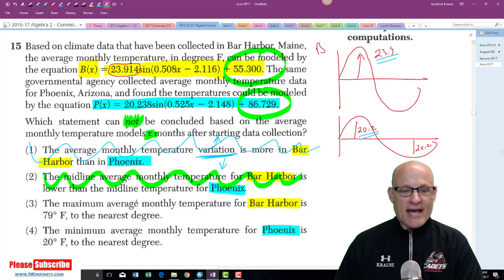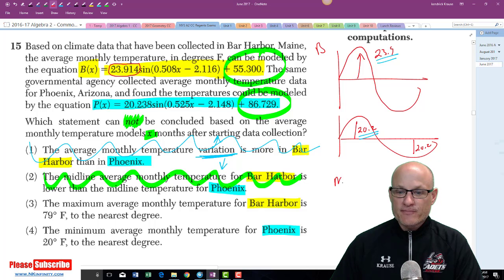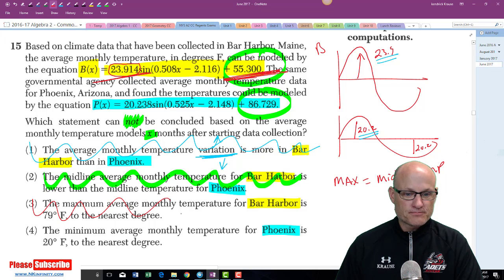The maximum average temperature for Bar Harbor. Now remember, to find max, it's midline plus amplitude. So I take this and I add this. So what's 55 and 23? That's 78, about 79. That looks like it's right.